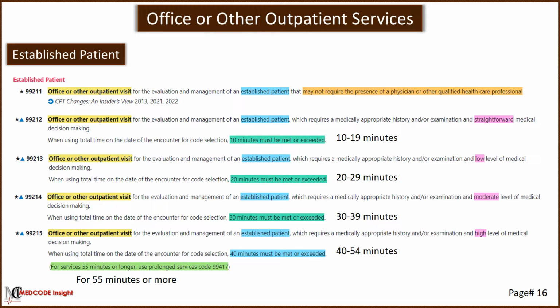The time range for code 99213 should be 20 to 29 minutes. For code 99214, it should be 30 to 39 minutes, and for code 99215, it should be 40 to 54 minutes. For services lasting 55 minutes or longer, you should use the prolonged services code 99417.